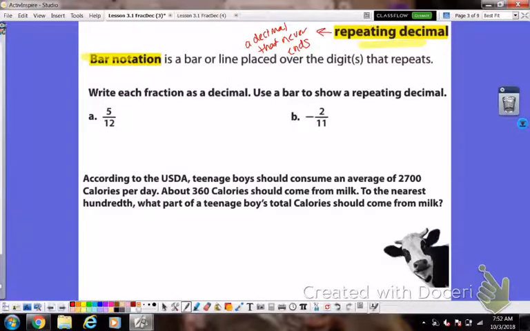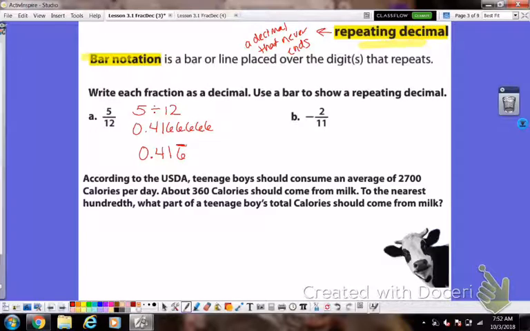So if we look at an example to show our bar notation, our first example here we have 5/12. If you would go to your calculator and do 5 divided by 12, you would see that we get 0.41666666, and that 6 just keeps repeating. So instead of trying to keep writing that 6, we would replace it with 0.416 with a bar over the 6. Again, this is our bar notation right here. That tells us that that 6 continues forever.